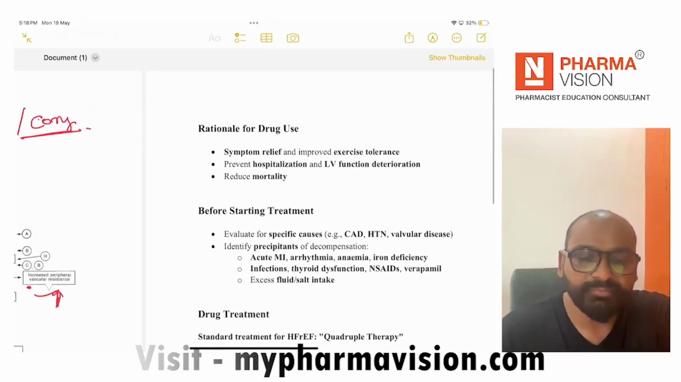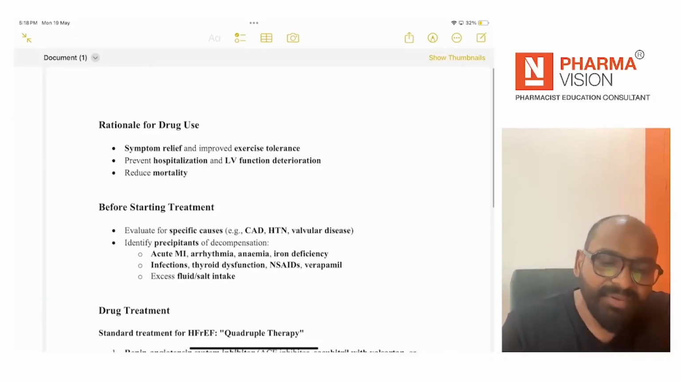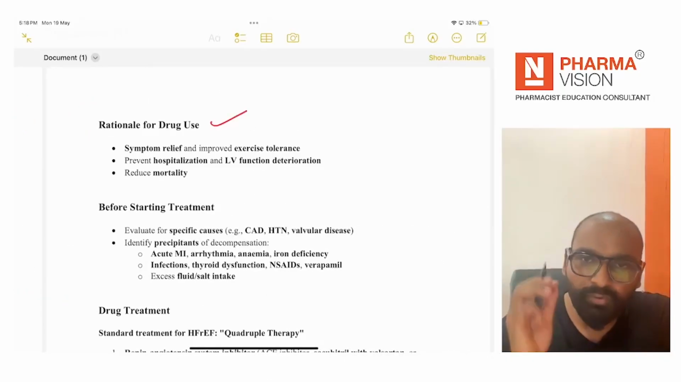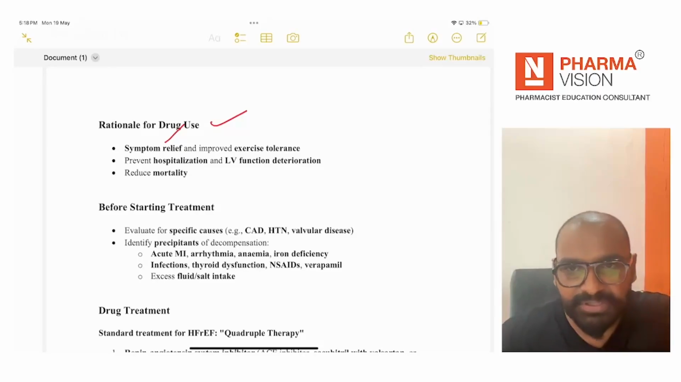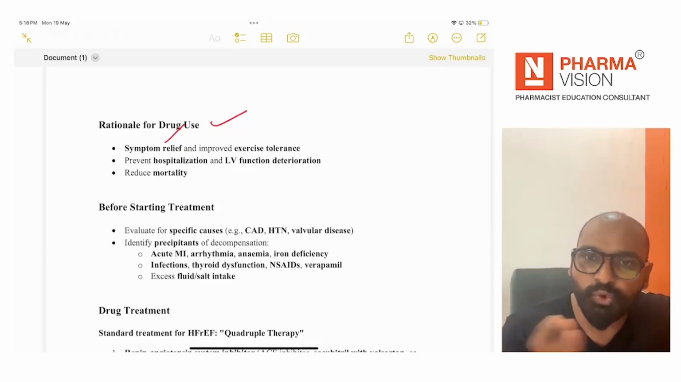Okay, now why are we using and managing heart failure? What are the rationales for using the drugs? First of all, relieve the symptoms. The patient is suffering from heart failure and getting the symptoms, so we just have to get rid of all the symptoms that are related to heart failure.